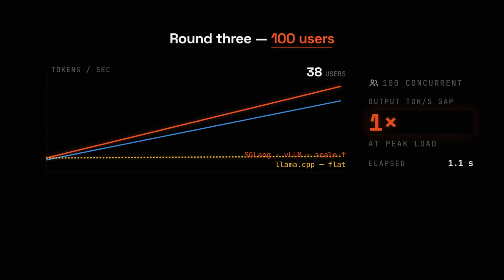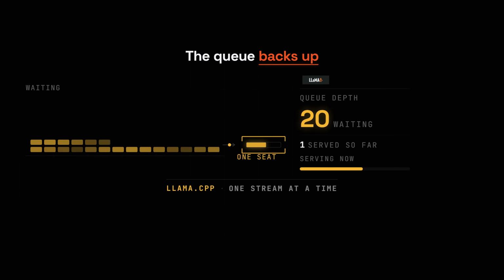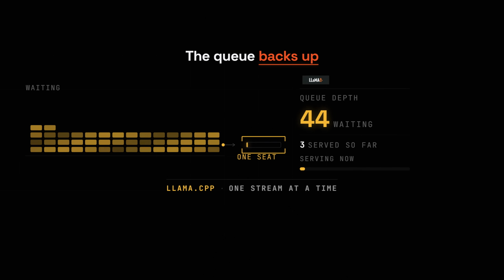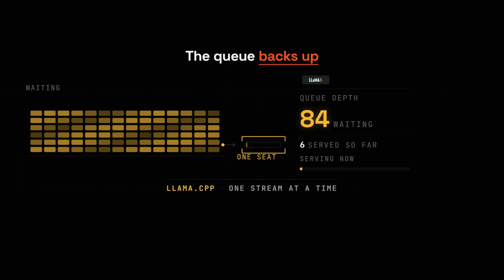Round 3, crank the concurrency up to 100 users at once. The two GPU servers keep scaling. vLLM and SGLang both eat the load and hold their tokens per second. Llama.cpp's line goes flat, then its queue backs up behind it. This is that 44 times gap from earlier, drawn live on the same card.